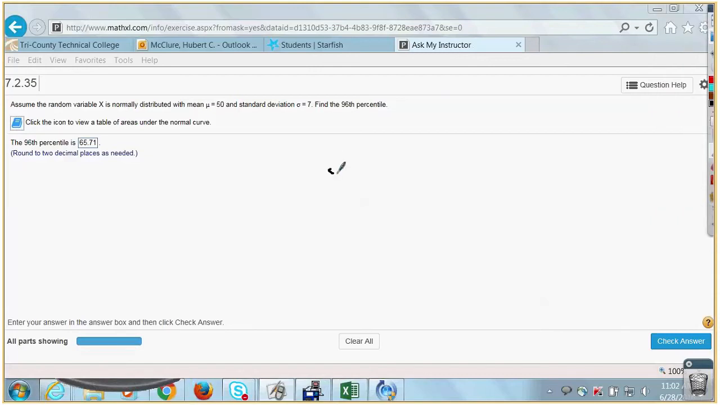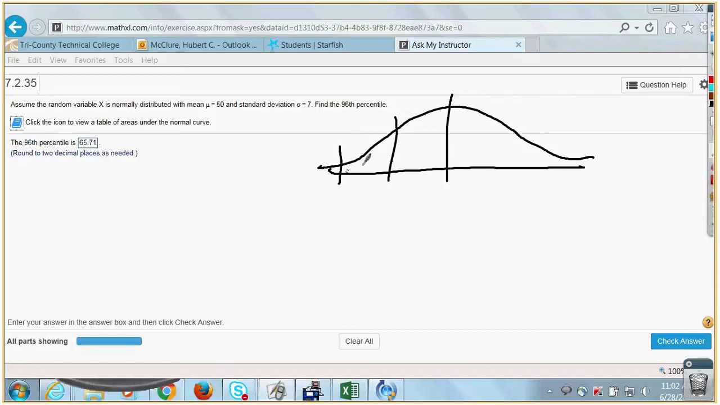So here is my picture, and that's your mean, and 2 standard deviations this way and 2 standard deviations that way. 50 goes in the middle because that's your mean. This is 57, and this is 64, I guess. 50 minus 7 is 43, and 43 minus 7 is 36.